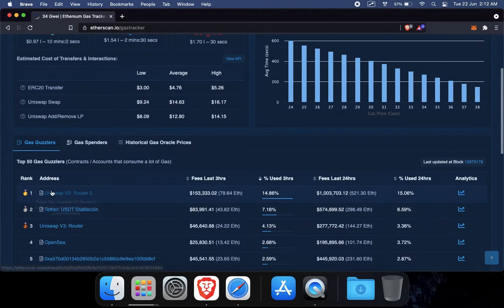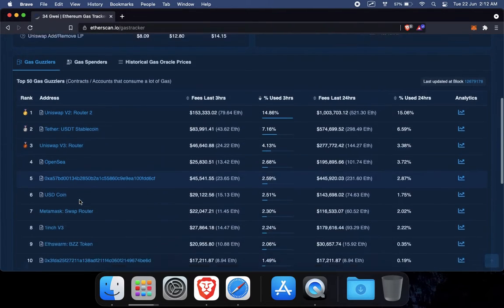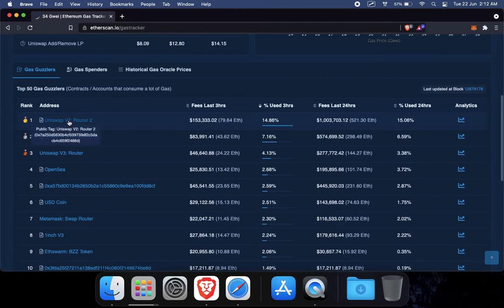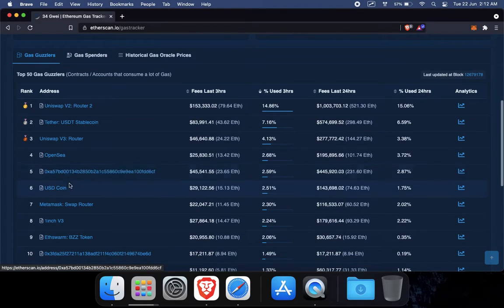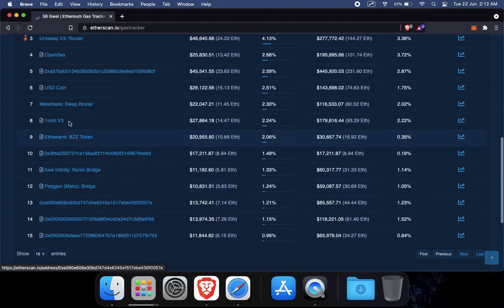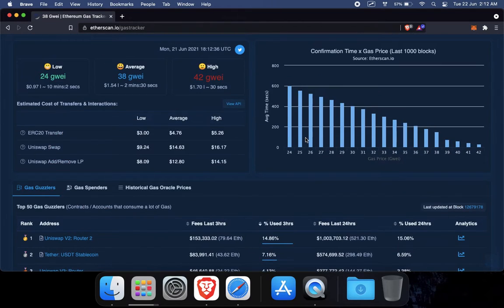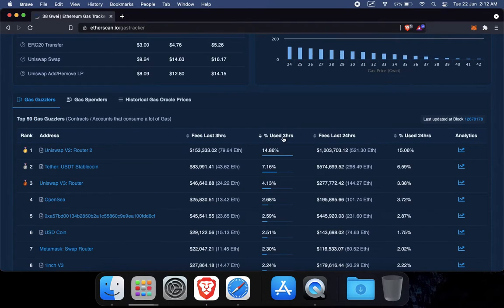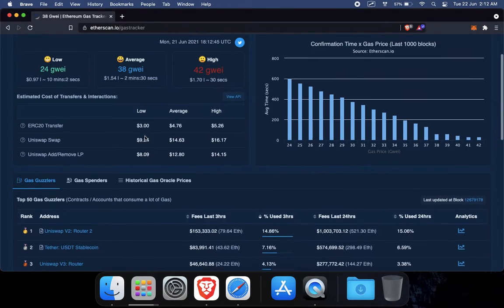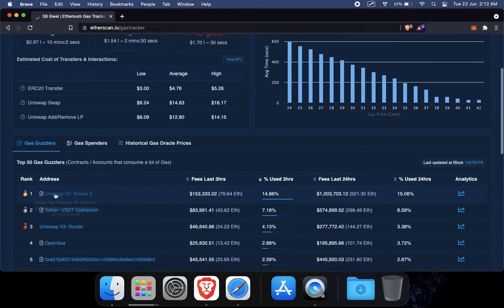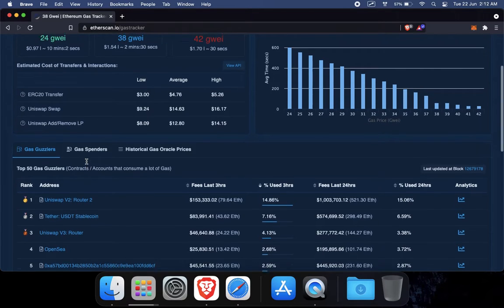These are all the different fees to the different addresses that people are using. Uniswap, Tether, OpenSea, that's an NFT website, MetaMask, Ronin, right? And how much people are using them. For the past 3 hours, 14% of transactions were on Uniswap, which is not unusual because prices are really cheap. So everybody's using Uniswap to do their transactions.